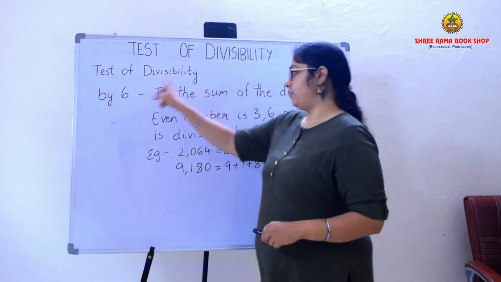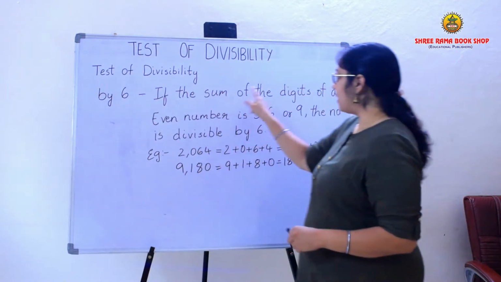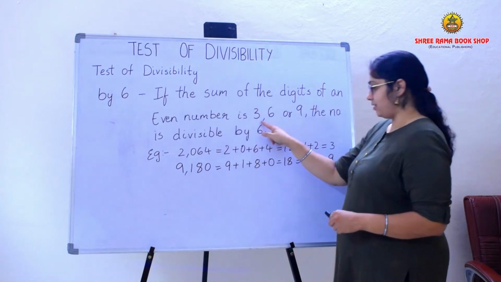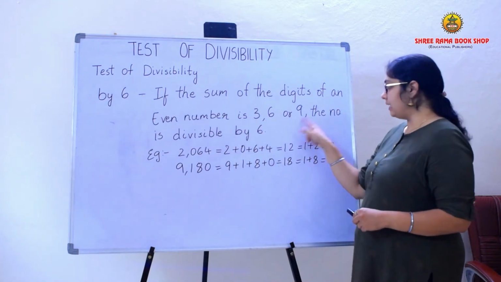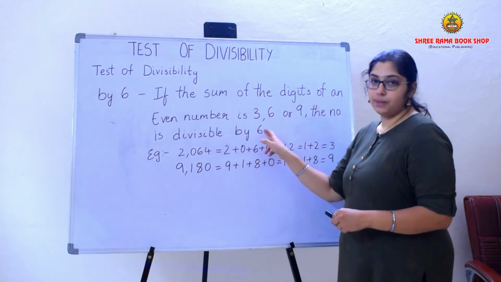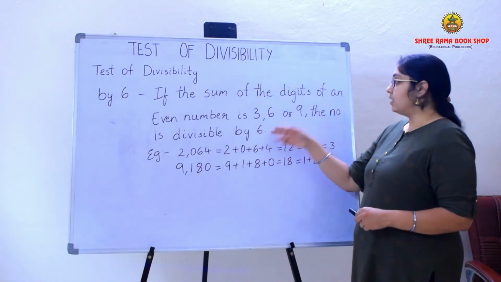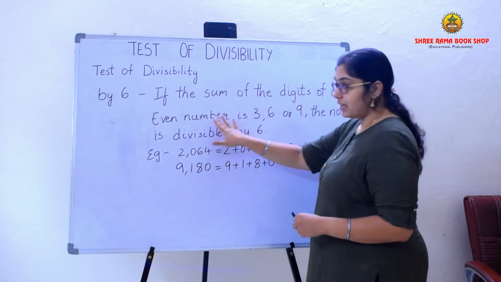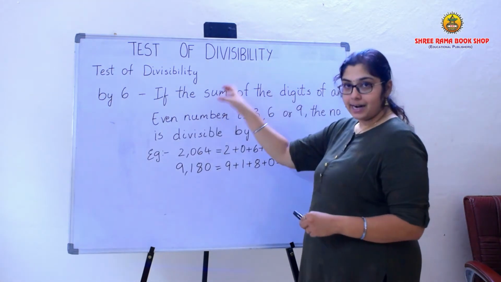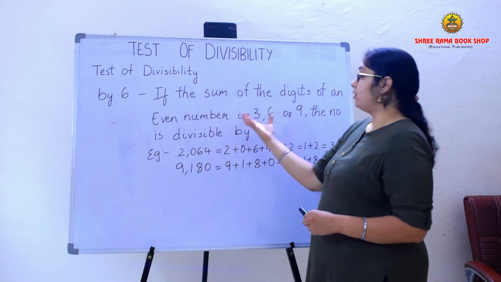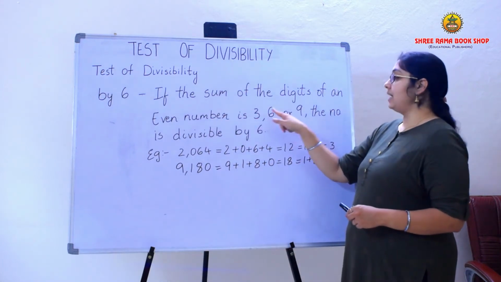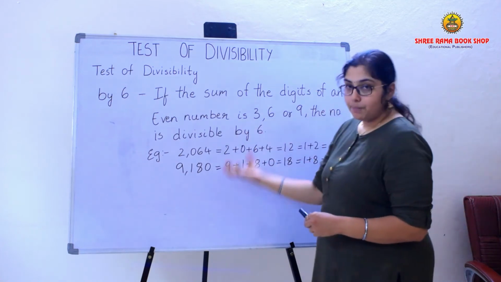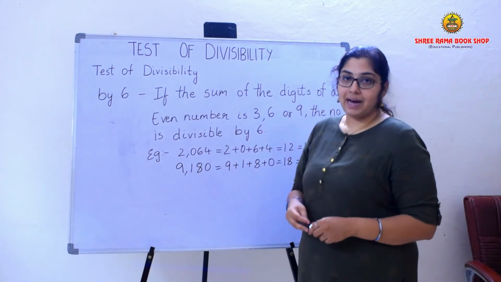Let us learn the test of divisibility by 6. If the sum of the digits of an even number is 3, 6 or 9, the number is divisible by 6. So when the digits of an even number are added, we should get the answer 3, 6 or 9. Then we can say that the number which we have taken is divisible by 6.